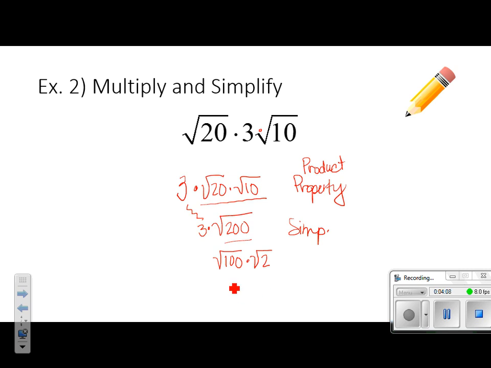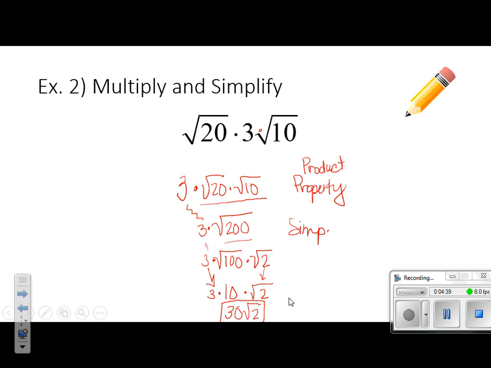And now we are going to bring down the 3 again. And now we're going to simplify anything else that can be simplified. So what is the square root of 100? The square root of 100 is 10. Okay, bring down the 3. 3 times 10 times the square root of 2, because it can't be broken down. So we're going to leave it as the square root of 2. And 3 times 10 is 30. So it's 30 square roots of 2. And that would be my final answer.